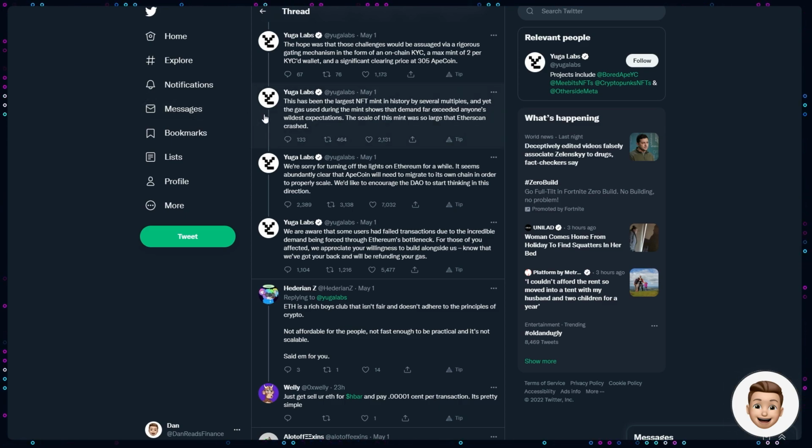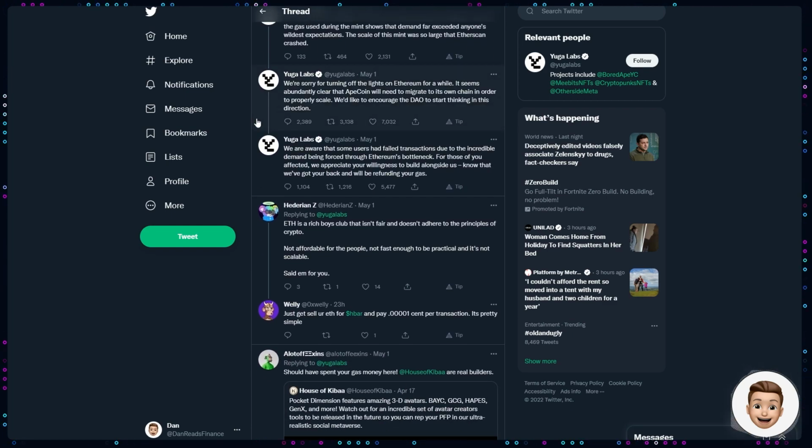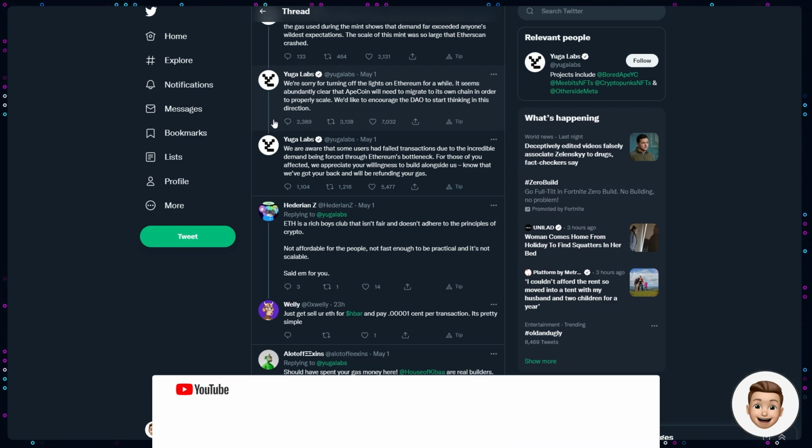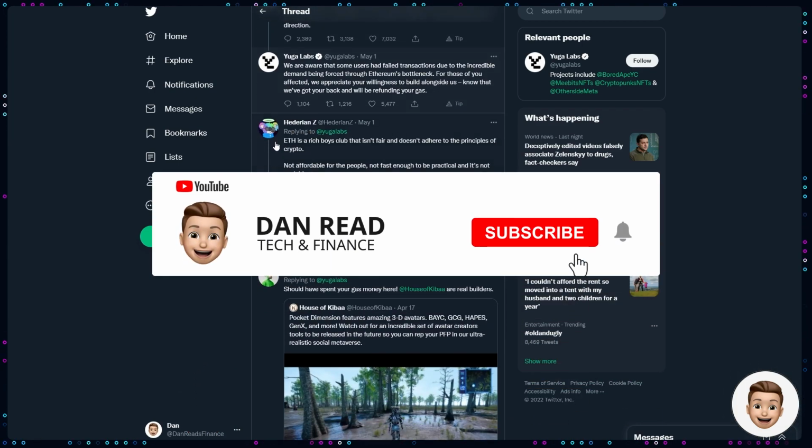The scale of this mint was so large that Etherscan even crashed. We're sorry for turning off the lights on Ethereum for a while. It seems abundantly clear that ApeCoin will need to migrate to its own chain in order to properly scale. We'd like to encourage the DAO to start thinking in this direction. We are aware that some users had failed transactions due to the incredible demand forced through Ethereum's bottleneck. For those that were affected, we will get your back and try and refund some of the gas fees.